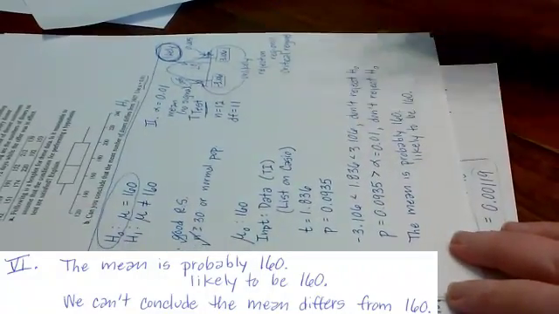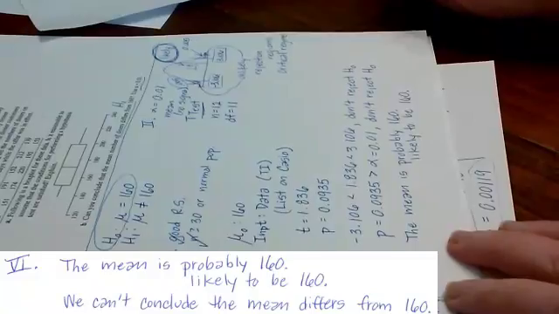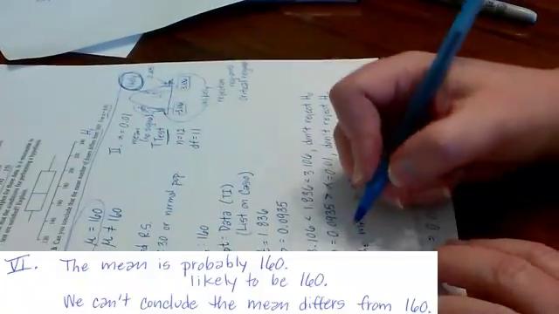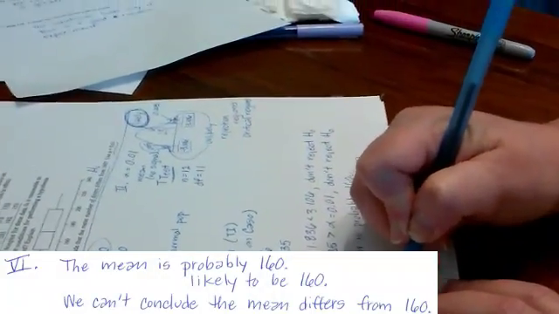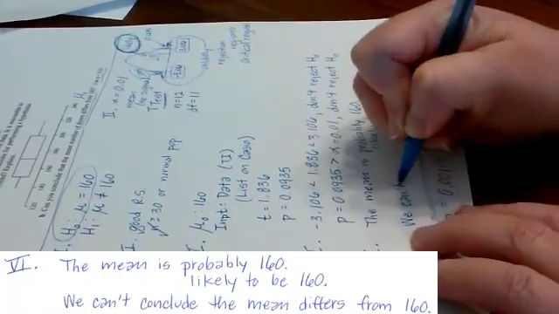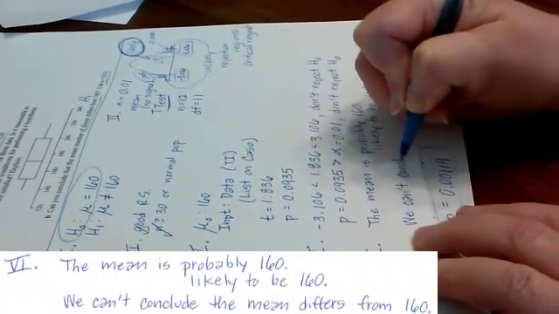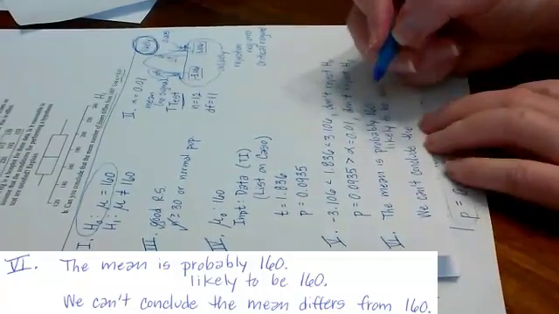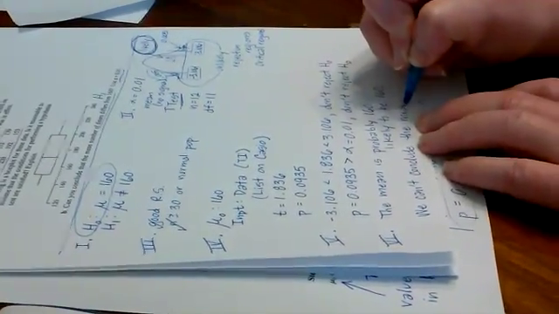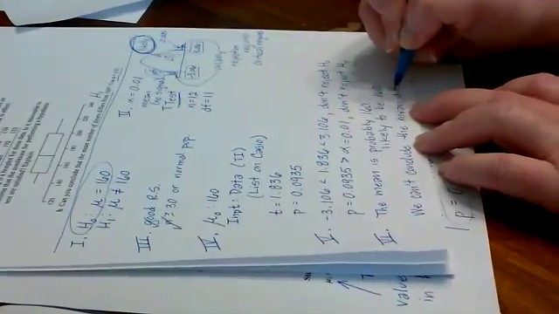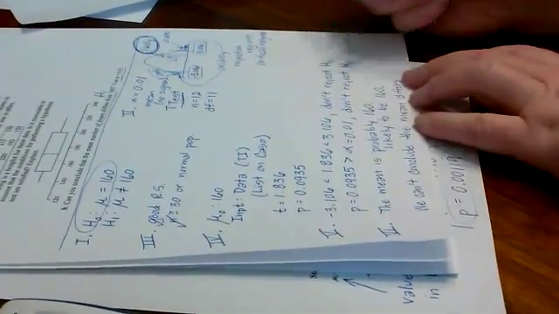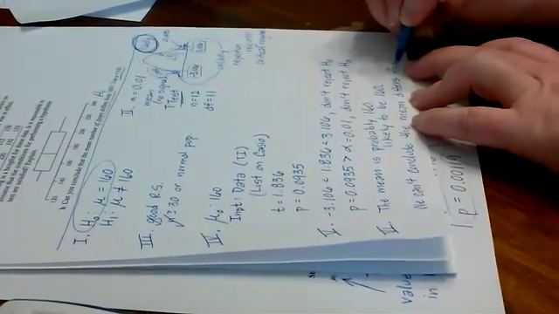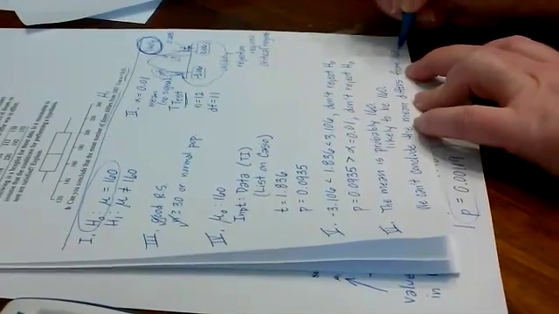Or another way to answer that question, can you conclude the mean number of diners differs from 160, is to say we can't conclude the mean differs from 160.